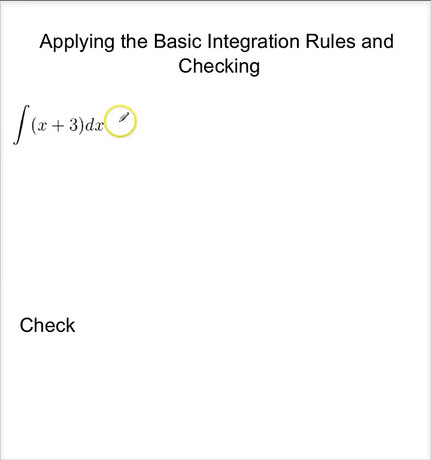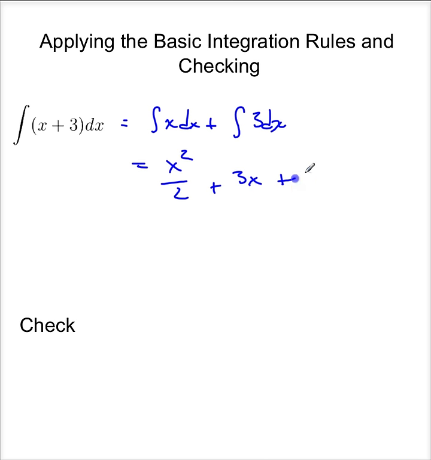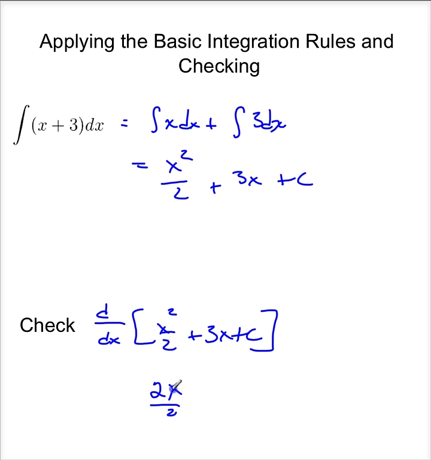I may need a sum here. Now you can separate these as the integral of x dx plus the integral of 3 dx. So this is x squared over 2 plus 3x plus c. Now first of all, you're going to see that you only need one constant. You don't need two. So when I check, I'm going to do the derivative with respect to x of x squared over 2 plus 3x plus c. So this is 2x over 2 plus 3 plus 0. So this is just x plus 3. This is my integrand, so I know I'm good.